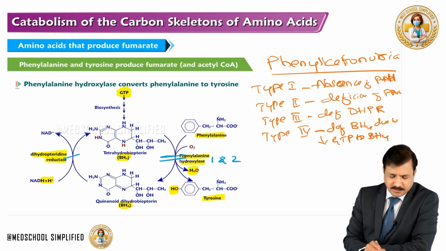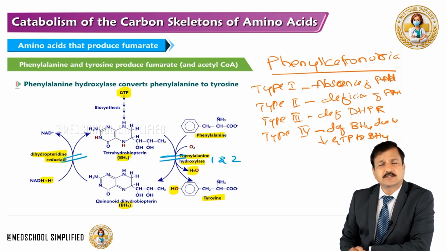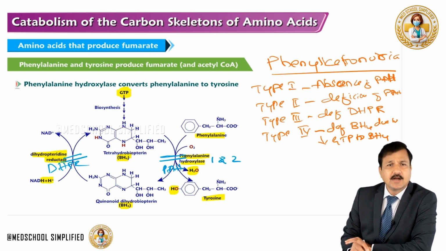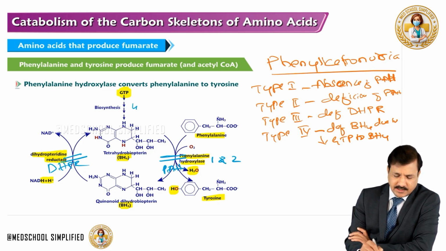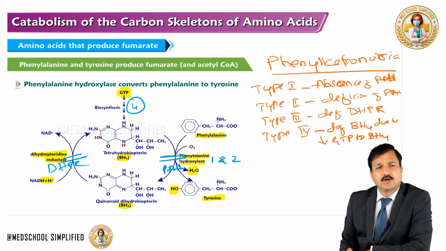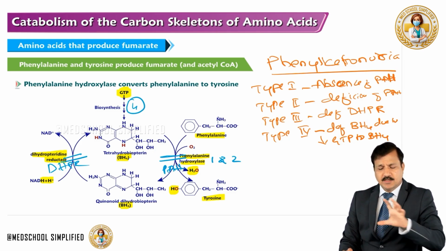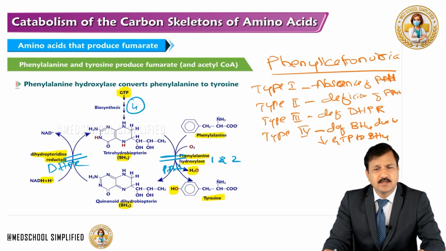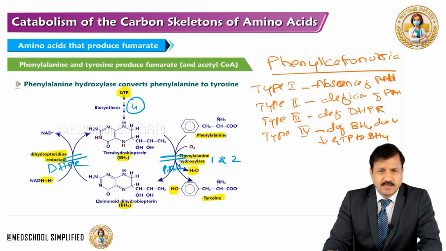The type 3 is because of decreased activity of dihydropteridine reductase, DHPR. DHPR is here, PAH is here. Okay, and type 4 phenylketonuria is here, conversion of GTP into tetrahydrobiopterin. So, this is how phenylalanine conversion into tyrosine may lead to certain types of phenylketonurias. We are going to go into details later.